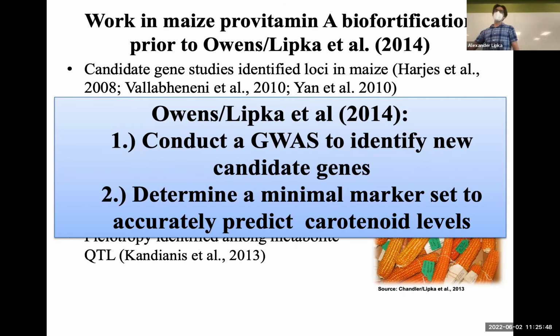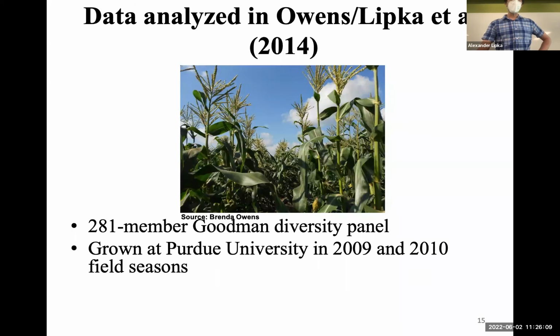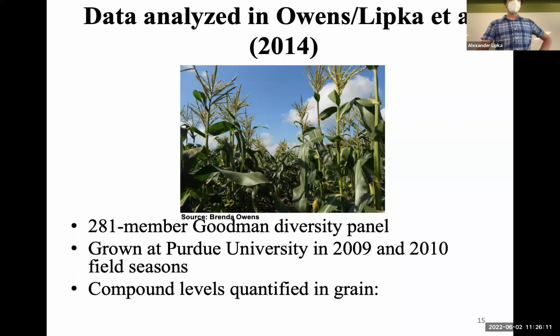A little later on this afternoon, I'm going to talk about determining a minimal marker set to accurately predict carotenoid levels. So a data set that we'll be looking at a lot today, and thus we'll see this slide a couple of times. We have the Goodman diversity panel, which consists of 281 maize lines. They were grown at Purdue in 2009 and 2010. And then our collaborators measured carotenoids for 252 of the lines, okay?